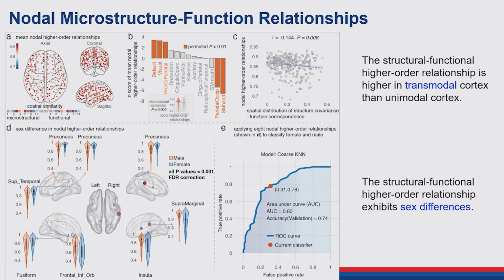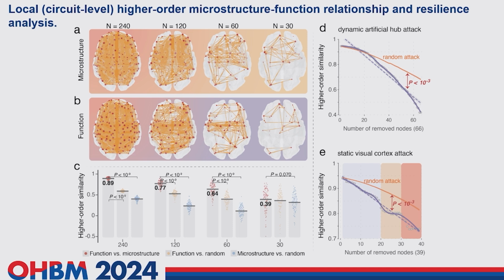Then we calculate the nodal microstructure-function relationship by calculating the cosine similarity between the 11 high-order features of the microstructure and the functional connectivity. The result is different from the structural covariance functional correspondence. And this result also shows sex differences, like in the insula and precuneus. If we use a KNN, we can distinguish male and female with an AUC of about 0.8.